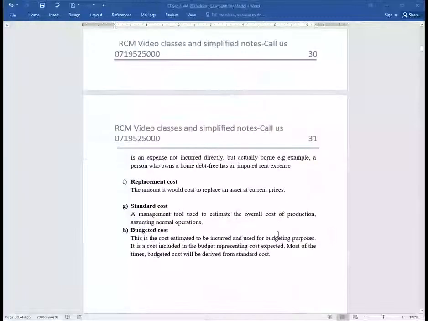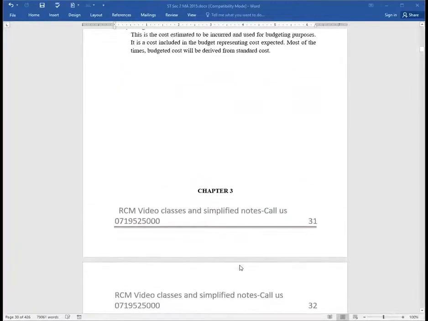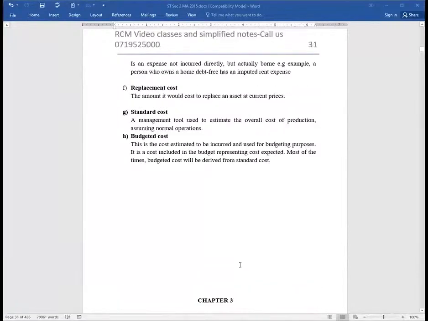From there, we have the budgeted cost. It's a cost estimated to be incurred and used for budgeting purposes. It's a cost included in the budget representing the cost we expect. Most of the time, budgeted cost will be derived from the standard cost. This standard cost normally helps us to build the budgeted cost. Great. So, ladies and gentlemen, we have come to the end of this particular chapter.